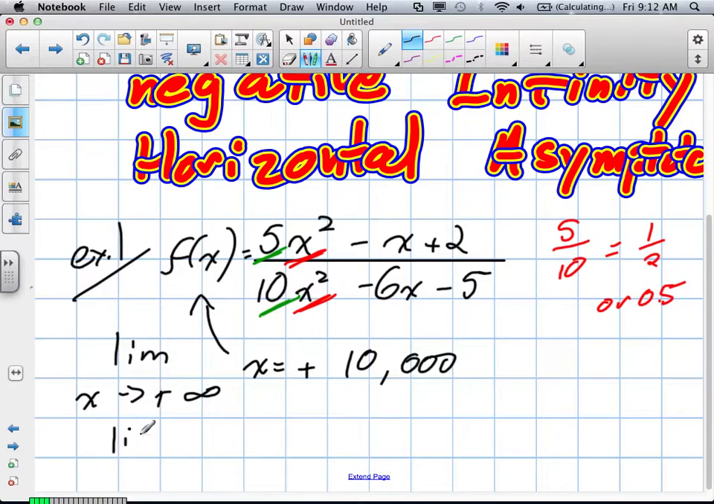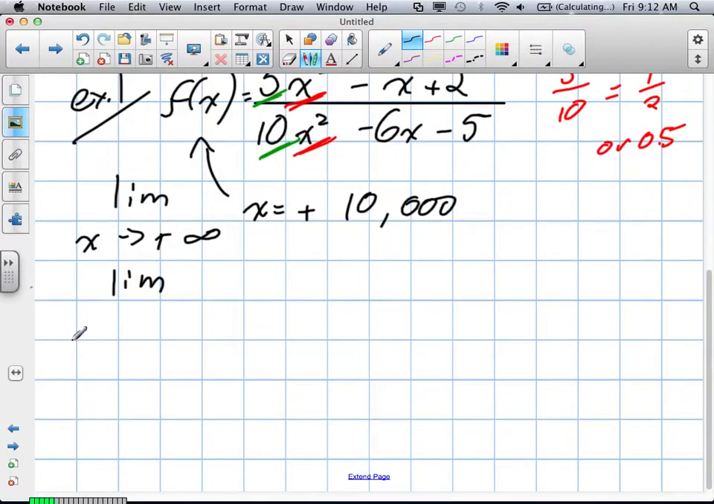We're going to do the same process as x tends to negative infinity. We're going to take an extremely large negative value. It could be the same magnitude, 10,000, but it doesn't have to be. So let's use negative 5,000. These are still very large negative and positive values for x. We're going to take these values and plug them into the original equation.